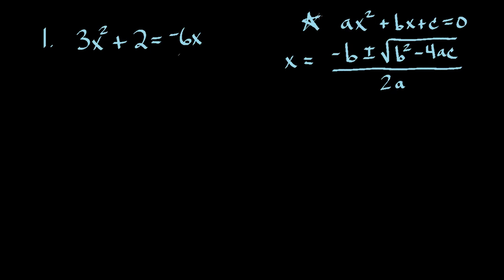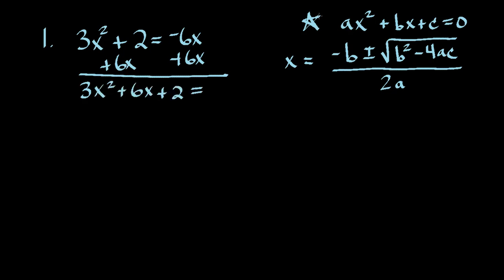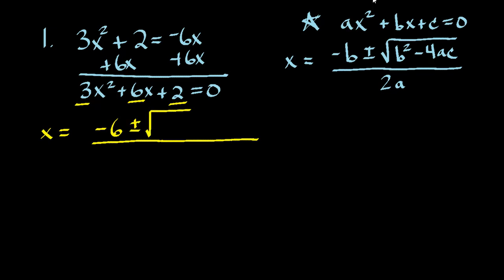So I'll start number 1 by adding 6x to both sides of the equation. This will give us 3x squared plus 6x plus 2 equals 0. Now we can identify a, b, and c, and those are the values that we will use to solve this equation. The quadratic formula involves the opposite of b, and 6 is b, plus or minus the square root of that same b value squared minus 4, and then we multiply a times c.